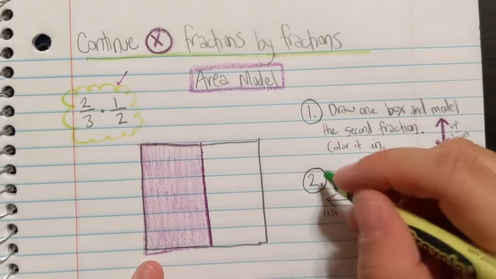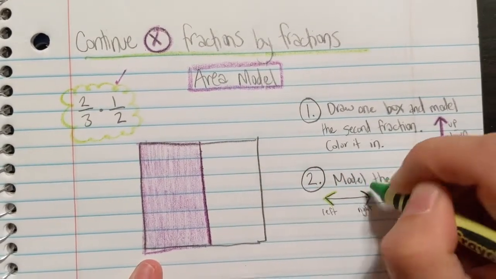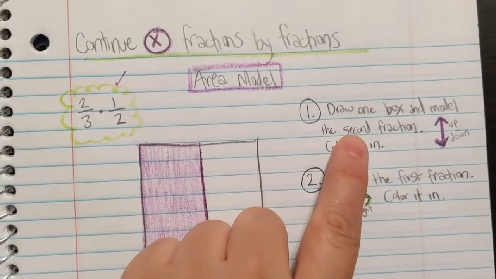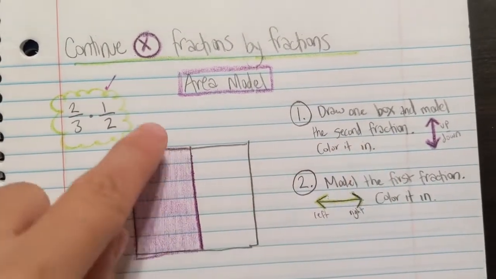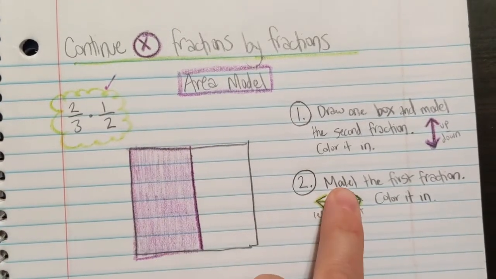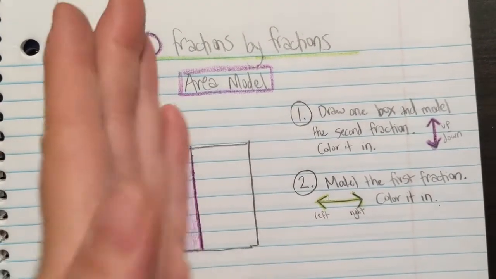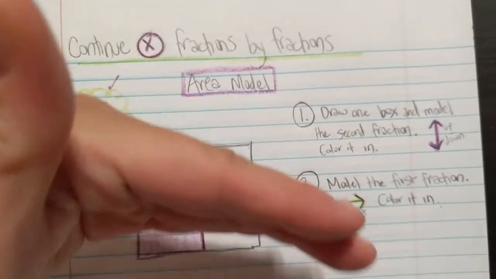I'm going to use this other color. So step number 1, draw one box and model the second fraction. Did it, going up and down. Now I'm going to model the first fraction, which means 2/3. So I have to show 2/3, but I'm not going to go up and down. I'm going to go left and right.